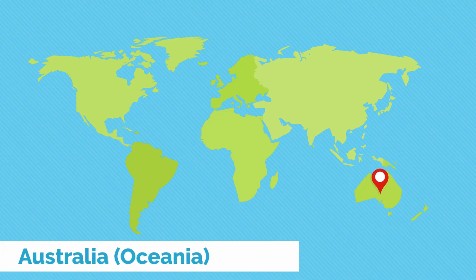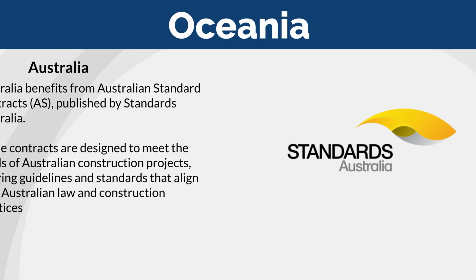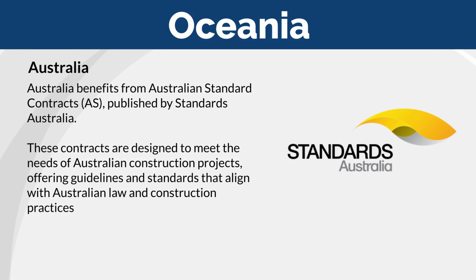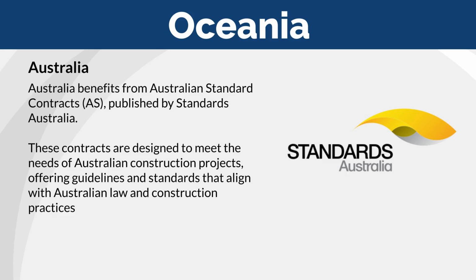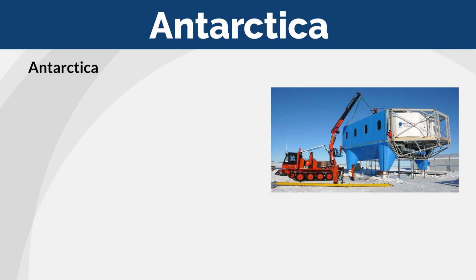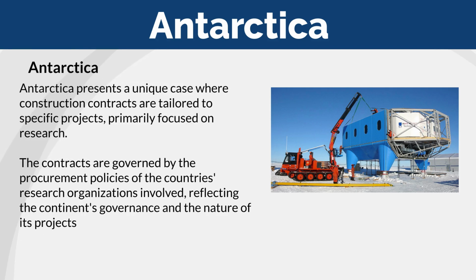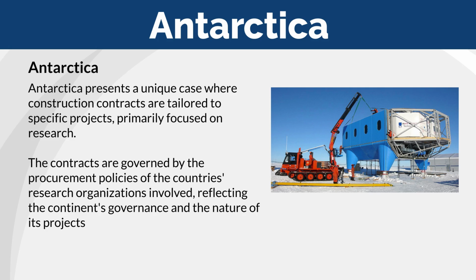Oceania. Australia benefits from the Australian Standards Contract, published by Standards Australia. These contracts are designed to meet the needs of Australian construction projects, offering guidelines and standards that align with Australian law and construction practices. And finally, Antarctica. Antarctica presents a unique case where the construction contracts are tailored to specific projects, primarily focused on research. These contracts are governed by the procurement policies of the countries' research organisations involved, recognising the continent's governance and the nature of its projects.